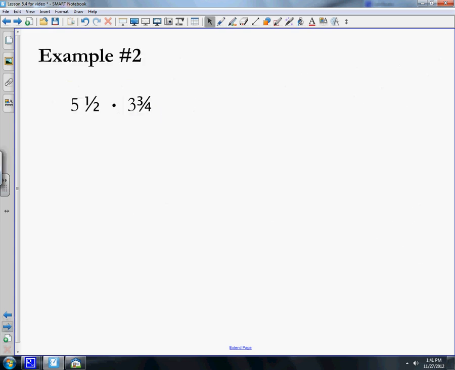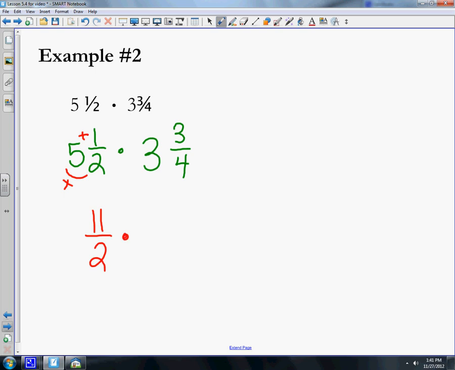All right, so example number 2. First, you have to make it into an improper fraction. So 5 1/2 times 3 3/4. So I'm going to make this into an improper fraction. I'm going to do 5 times 2 is 10, plus 1 is 11 over 2, times 3 times 4 is 12, plus 3 is 15 over 4.